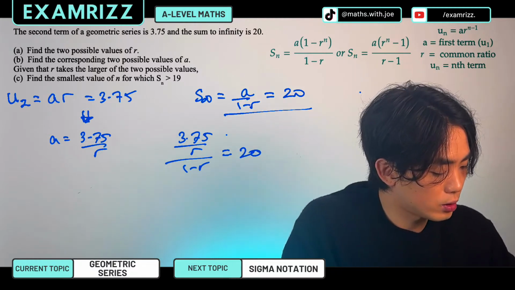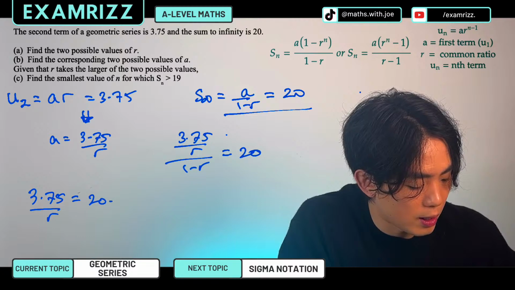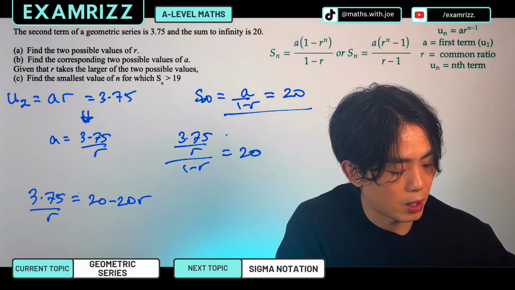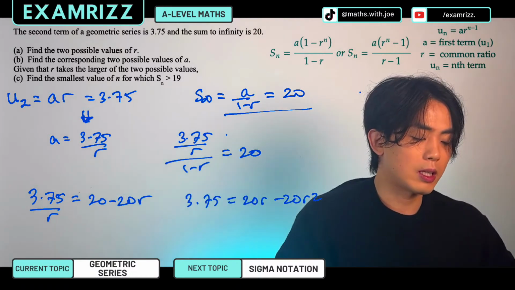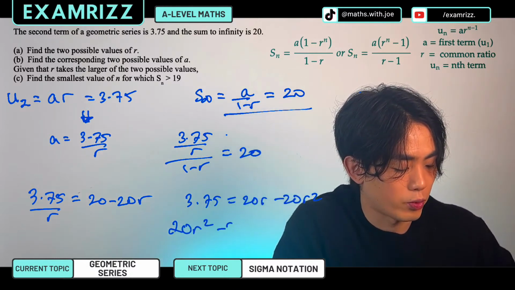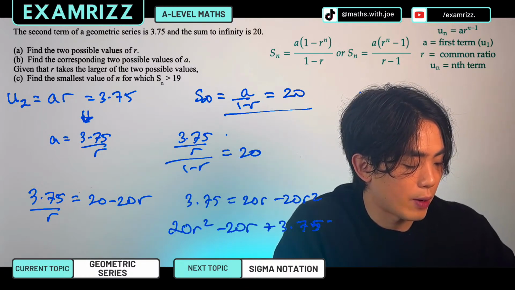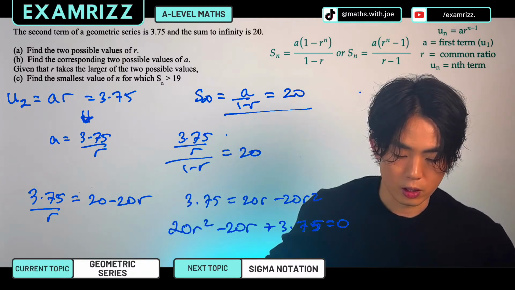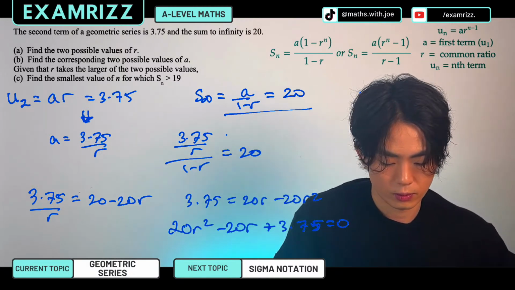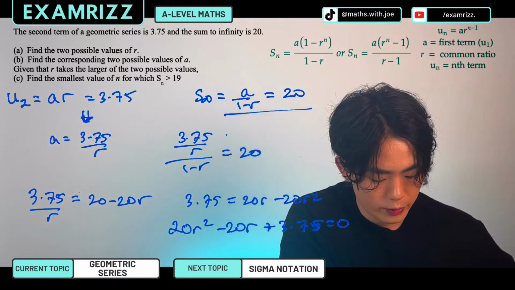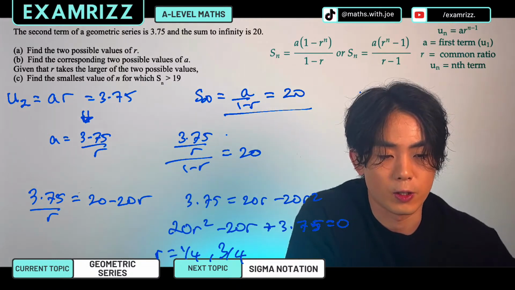Let's expand it. 3.75 over r is equal to 20 minus 20r. Multiplying by r, we get 3.75 is equal to 20r minus 20r squared. What you essentially get is a quadratic equation again. You get a lot of quadratics when dealing with sequences, and you're going to have to factorize this one. If you do this, we get r values of both 1 over 4 and 3 over 4. This factorizing part you guys know how to do.